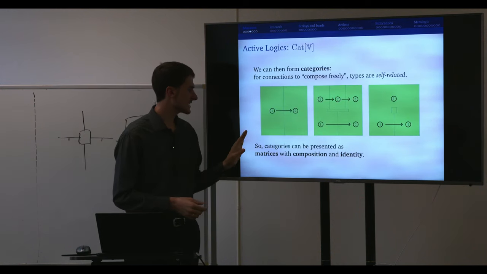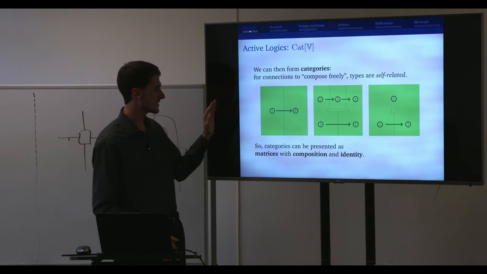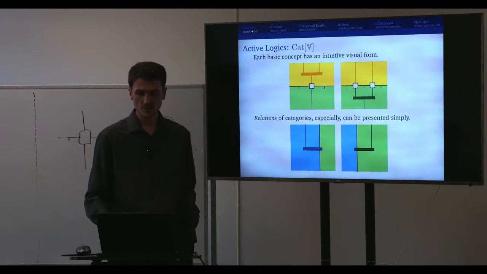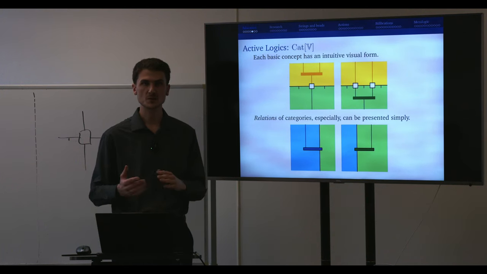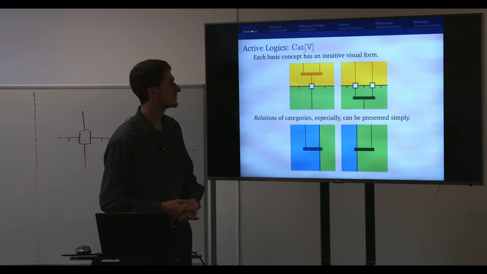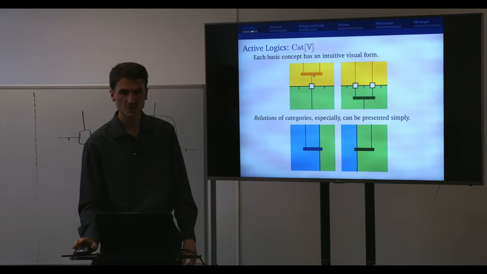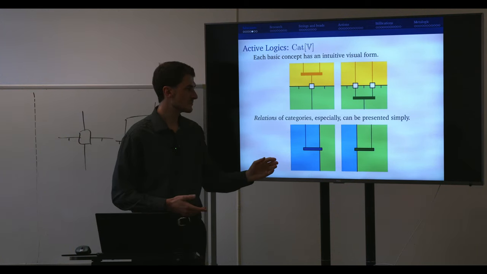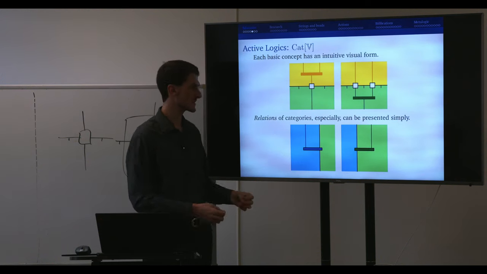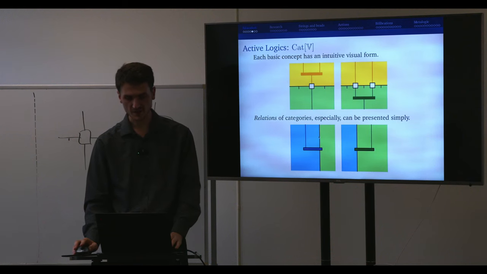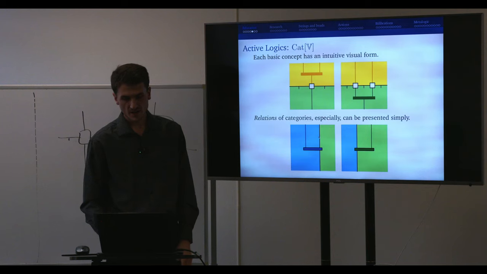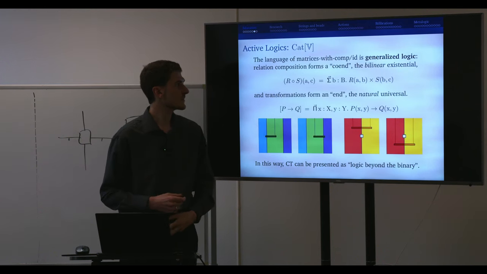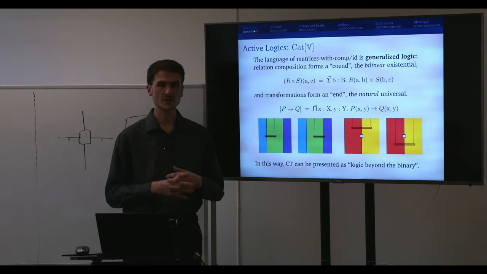So what I'm proposing is that the whole language of categories can be systematically presented as matrices with composition and identity. And in the visual language, each basic concept, categories and functors, profunctors and transformations, each has an intuitive visual form. So functors have this pleasing visual intuition of sliding one bead through another. And similarly, profunctors have a very simple visual form which looks exactly the same as categories, except now you have arrows that are jumping between categories. So when you give this story, you're also giving them the full power of the computational language of categories.